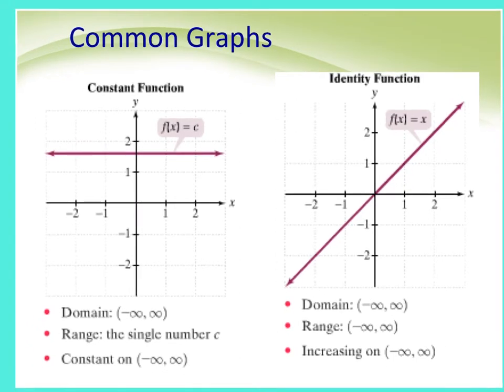And then you get to an identity function, or y equals x, because that's the same thing. This would have an intercept at 0, 0. My slope is 1. Domain is all real numbers. Range is all real numbers. And it's increasing on the entire graph.